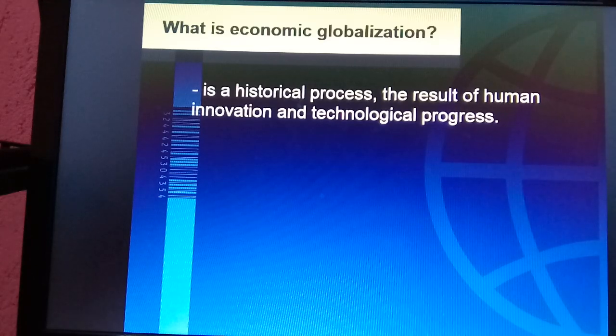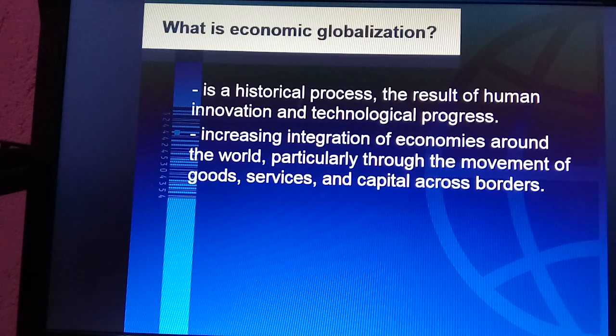What is economic globalization? Firstly, it is a historical process, the result of human innovation and technological progress. We have understood in module 1 that indeed globalization is a historical process, how it originated and how it has come to be at present. There were three phases, each happening in different periods of time, and each phase is characterized by notable events, like discoveries and inventions brought about by science and technology, a result of human innovation, the ingenuity of human beings who came up with inventions, machines and other discoveries, also brought about by technological progress, so the advent of technology.